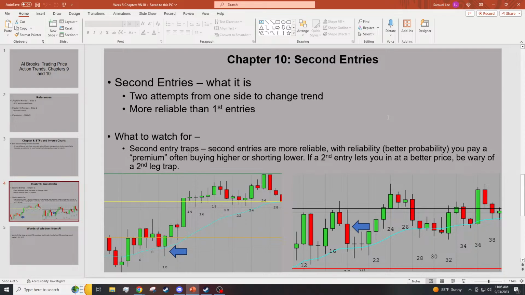You're paying a premium for better probability, and I talk a lot in the Discord chat about the relationship between probability and risk to reward. It's always inverse, but second entries still give you good swing opportunities as well, which is why I like to swing second entries.